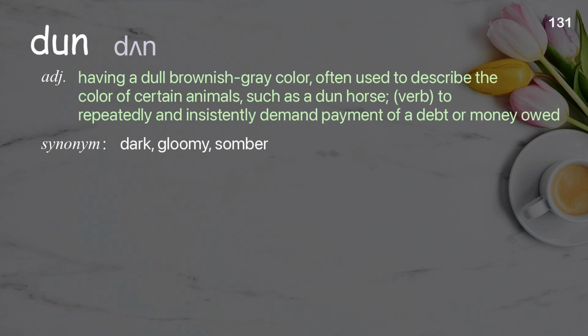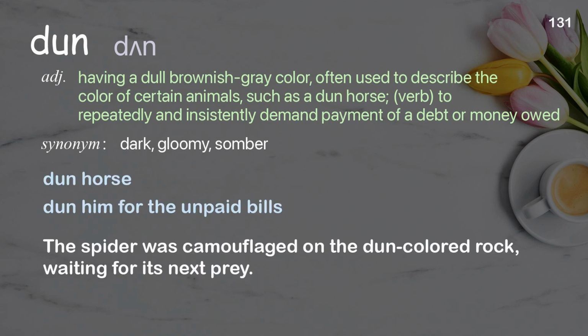Dun. Having a dull brownish-gray color, often used to describe the color of certain animals, such as a dun horse. Verb: to repeatedly and insistently demand payment of a debt or money owed. Examples: dun horse, dun him for the unpaid bills. The spider was camouflaged on the dun-colored rock, waiting for its next prey.